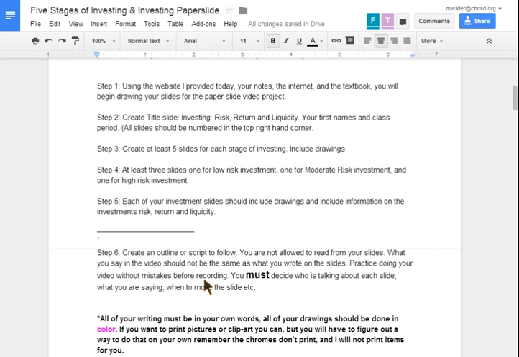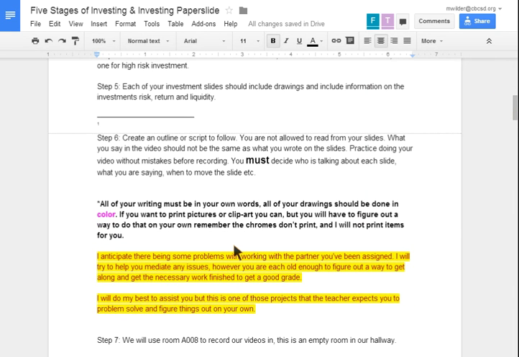So that's something you can do today if you do manage to get the slides all done. You should be deciding who's doing the talking for each slide, if you're going to trade off, that kind of thing, and when you're going to be moving the slide, so the person who is moving slides knows when to do that. Remember, all of your writing must be in your own words. You should not be copying anything from the internet or the book.